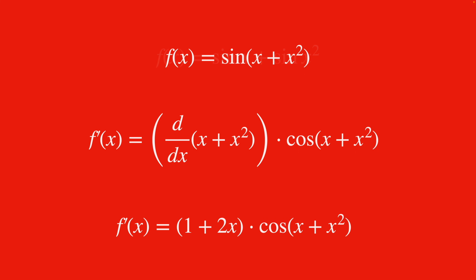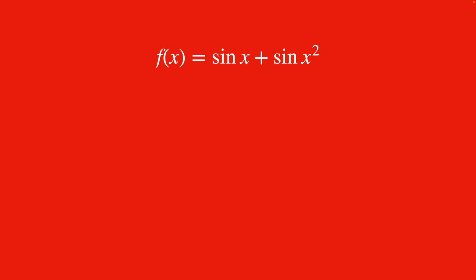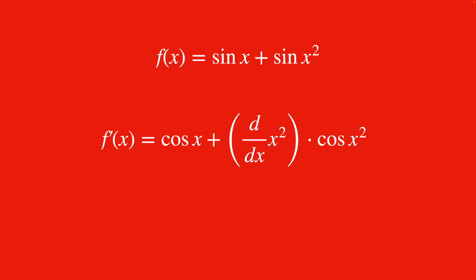Now our next guy is going to be a bit trickier here. F of x equals sine x plus sine of x squared. And again, we're remembering that the derivative of sine is cosine. So we do that for both terms. And then since we have x squared, we got to deal with that somehow. So by chain rule, we just have that d over dx in the middle there. And so that's obviously 2x.